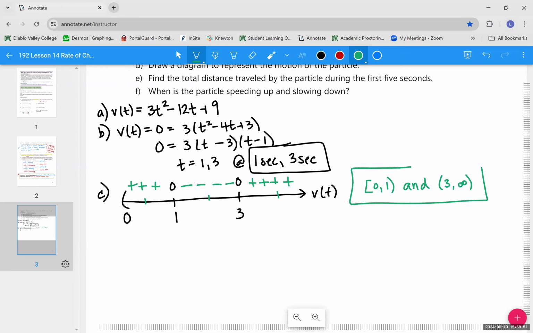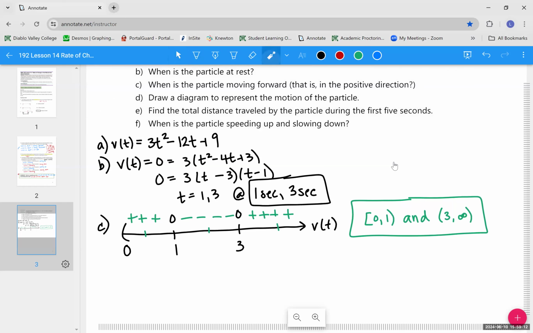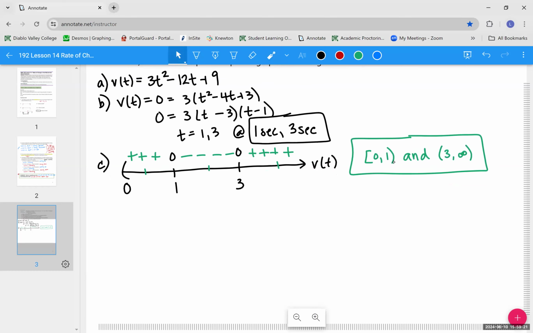These are the 2 time intervals that the particle is moving forward or has a positive velocity, right? But the question could have asked me when it was moving in the negative direction, and this sign chart will still answer that same question. I am going to leave a space underneath this sign chart because eventually they're going to ask me about speeding up and slowing down. And remember, we said we need to compare velocity and acceleration. So what I usually do is leave some space underneath my velocity sign chart for my eventual acceleration sign chart. So just go ahead and leave that space. We'll get to it in a minute.